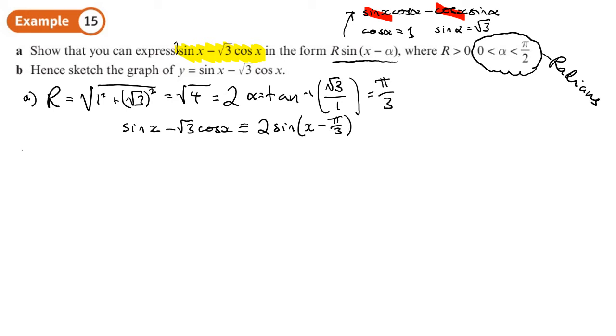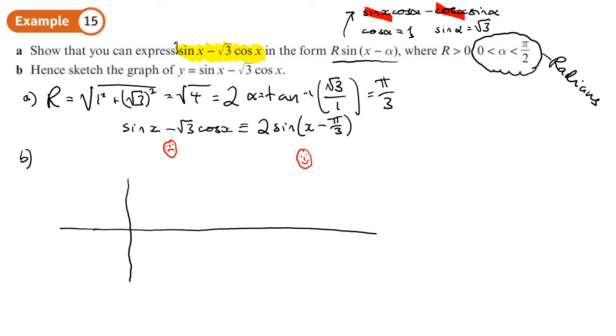Now in part B, we're going to use this identity because we don't want to try and sketch this. Much easier to sketch this. So here's my method of sketching it. There's no range given, so I'm just going to draw the graph of normal sine like that. Okay, I'm going to go back to there. So this would be like where 2 pi would be.